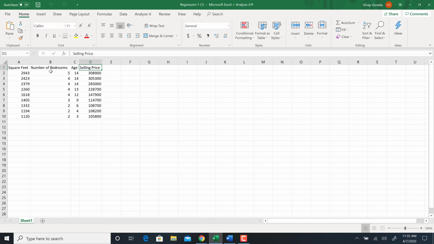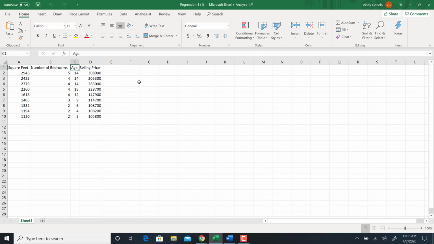So the first thing is you have to determine what is your dependent variable and what is your independent variable. These represent the selling price of the house. These represent the square feet of the house. This represents the number of bedrooms, and then this represents the age of the house. As you see, selling price usually depends on the square feet of the house, the number of bedrooms the house has, and the age of the house.